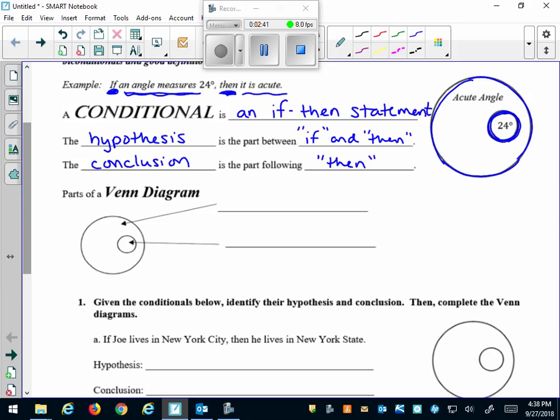So in the Venn diagram, the part on the inside circle is the if, or the hypothesis statement. Okay, and on the outside, the bigger circle is the more general, the conclusion. It's the then.